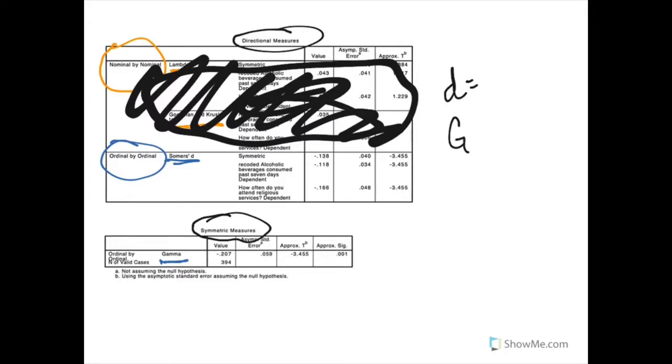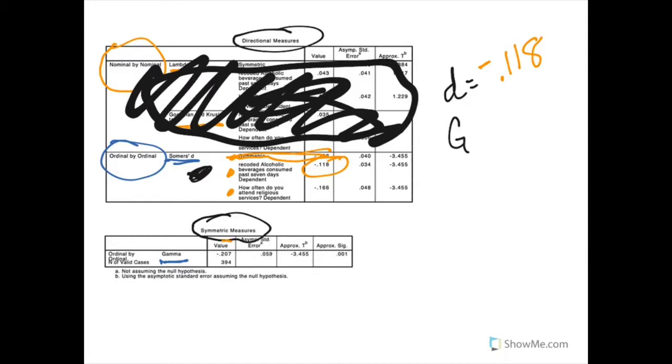And if I look at Somers D, so I'm right here, there's 3 values. The top one says symmetric. Second says recorded alcohol beverages consumed past 7 days, dependent. And the bottom one says how often do you attend religious services, dependent. So which is our dependent variable? We never ever want the symmetric one, period. So we just have to pick the number that goes with our dependent variable, and ours is alcohol. So it's this one right here. So it's negative 0.118.